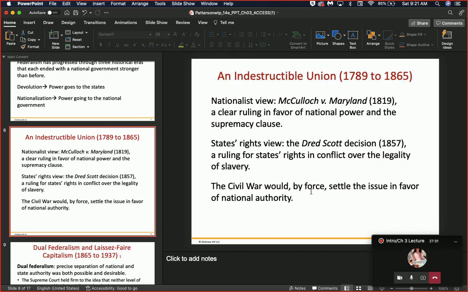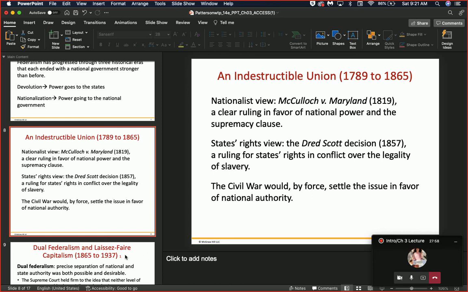Okay, so the Civil War really solved this issue at this time of national authority. Remember that the southern states were trying to go against the national government, right? They were trying to challenge the national government's authority. So because of that, the Civil War really solved that issue once and for all, because the national government had won over those southern states.